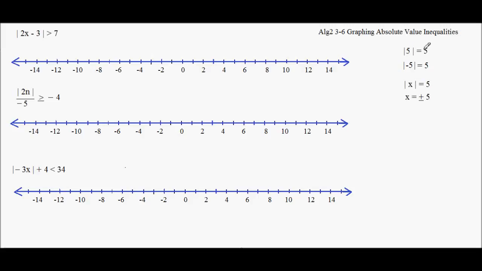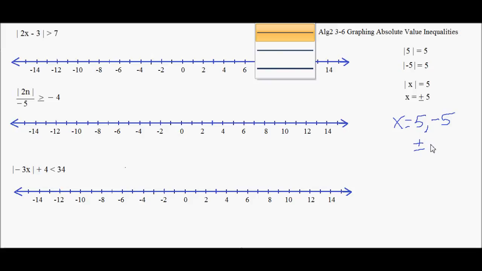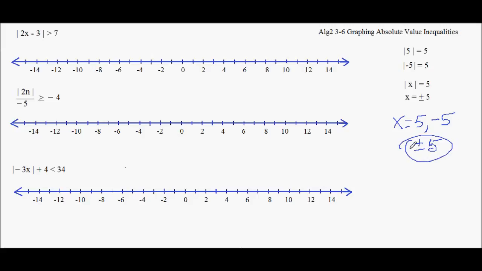Okay, so since the absolute value of 5 is 5 and the absolute value of negative 5 is 5, then if the absolute value of x is equal to 5, that means x has two values. It's plus and minus. You can say x is equal to 5 and negative 5. Or, as we in the mathematics world say, it's plus or minus 5. We like to do that. But you could write this too. It doesn't matter.